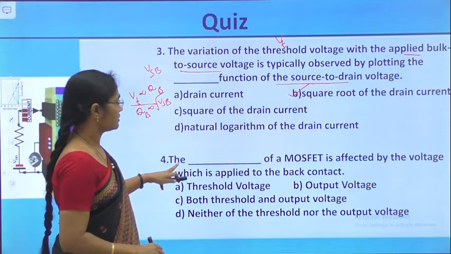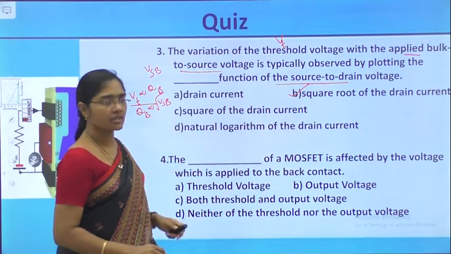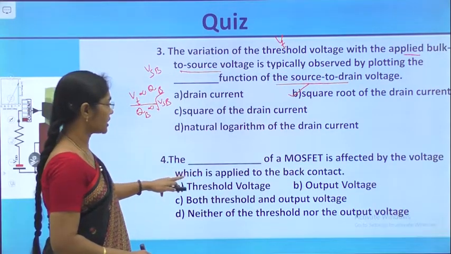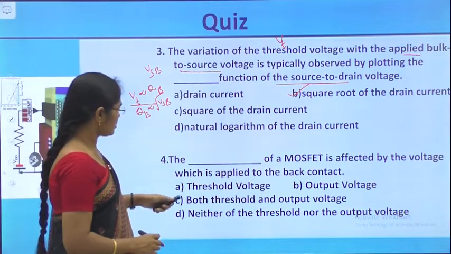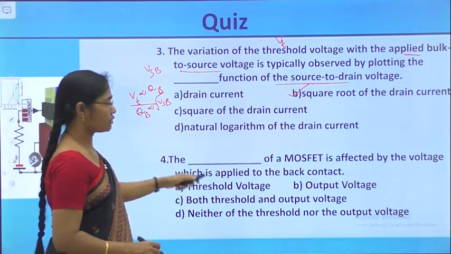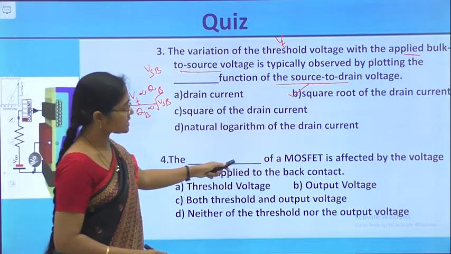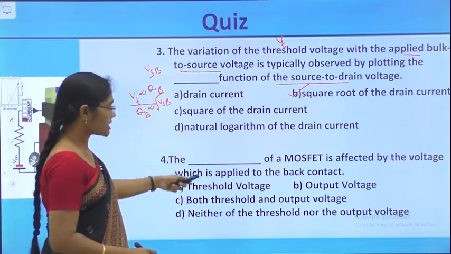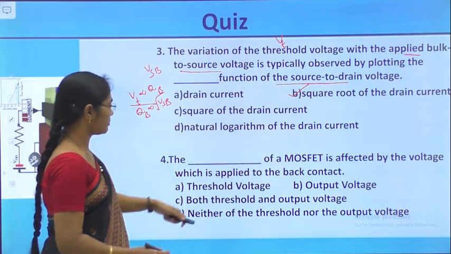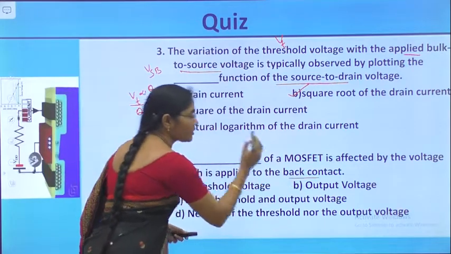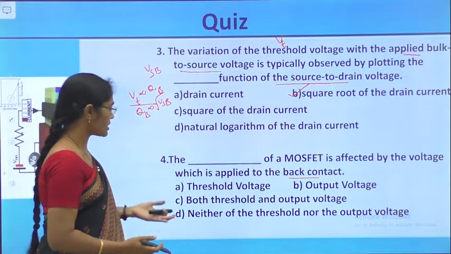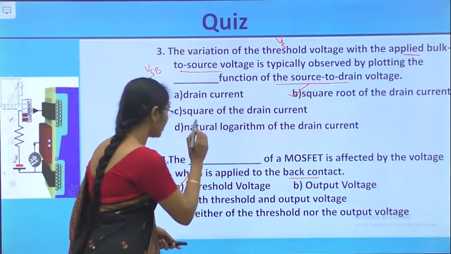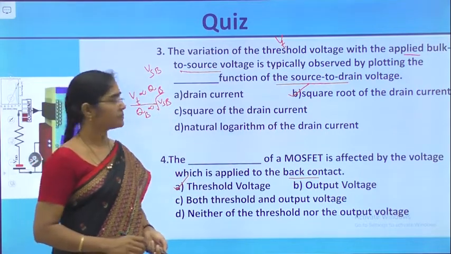Then, the dash of a MOSFET is affected by the voltage which is applied to the back contact. So, this is also related to the threshold voltage. The dash of a MOSFET is affected by, what is the parameter which is affecting? By the back contact. Back contact is nothing but bulk contact. Because of that, what is affecting? Simply threshold voltage is affecting.